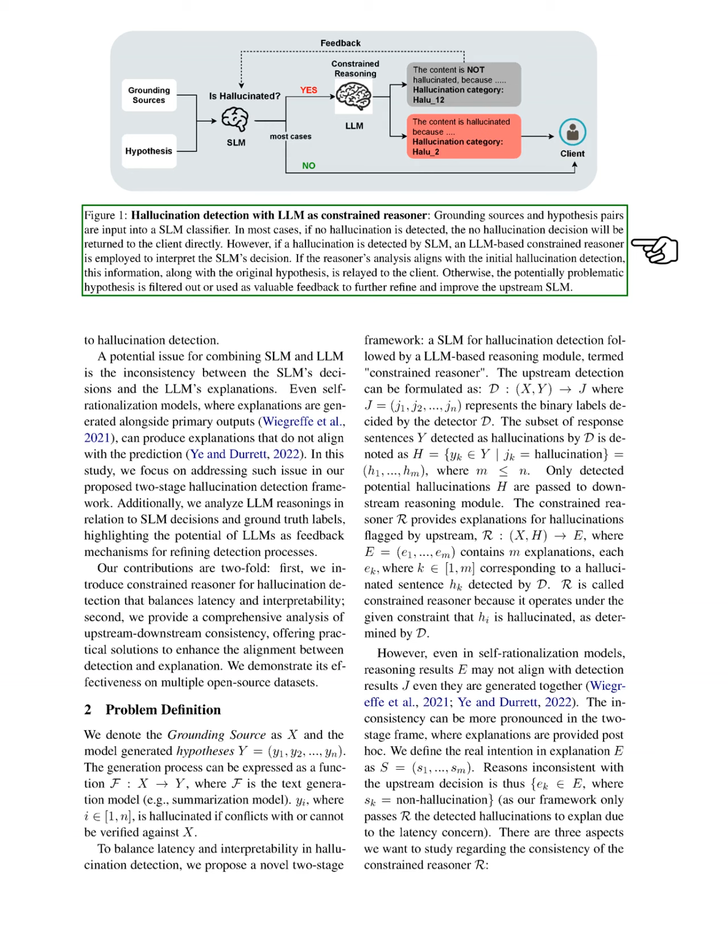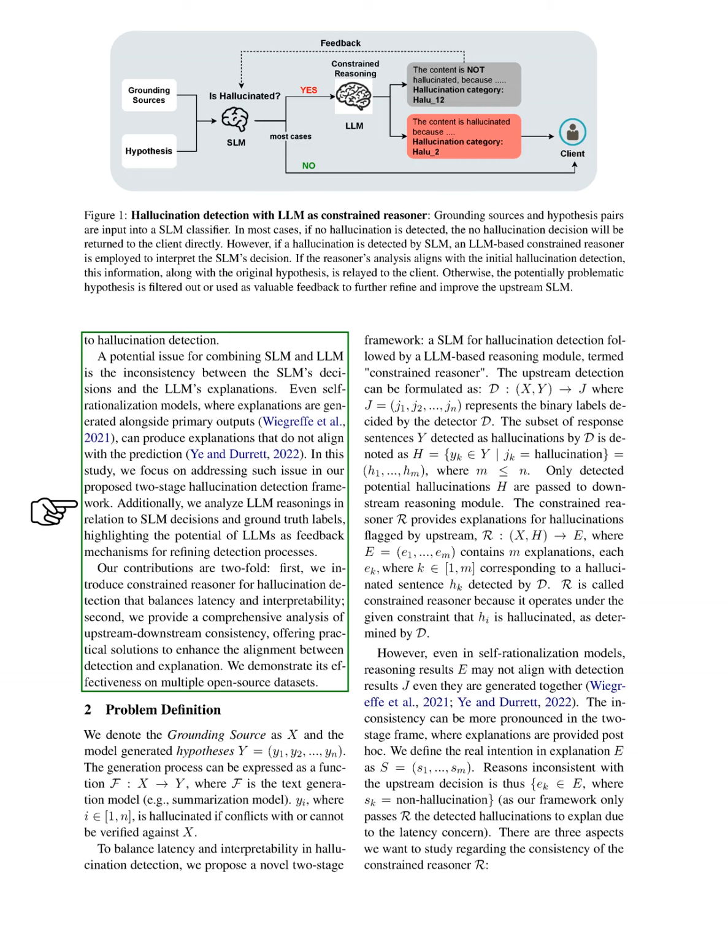A potential challenge in combining SLM and LLM is the risk of inconsistency between the SLM's decisions and the LLM's explanations. Even models that generate explanations alongside their outputs can produce misaligned results. We address this inconsistency in our two-stage detection framework. Additionally, we analyze the reasoning of LLMs in relation to the decisions made by the SLM and the actual labels, highlighting how LLMs can serve as feedback mechanisms to refine detection processes.